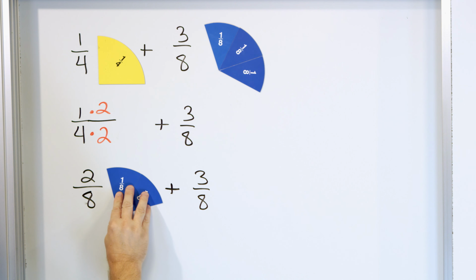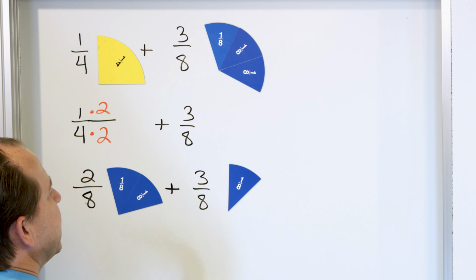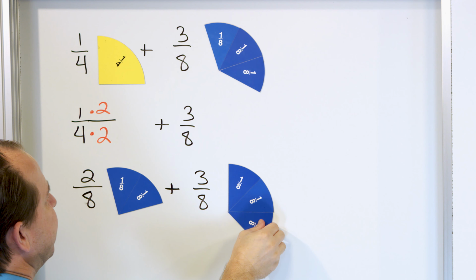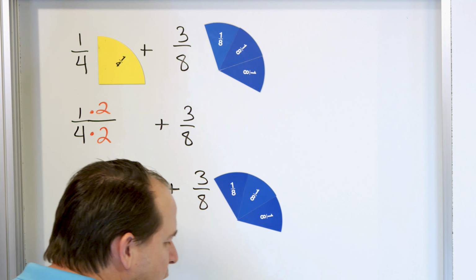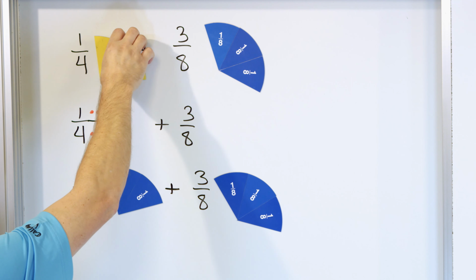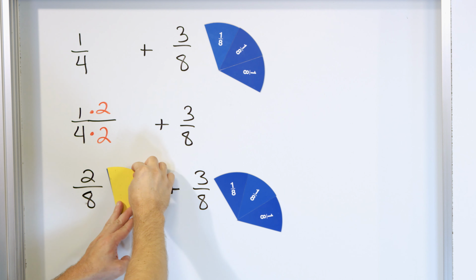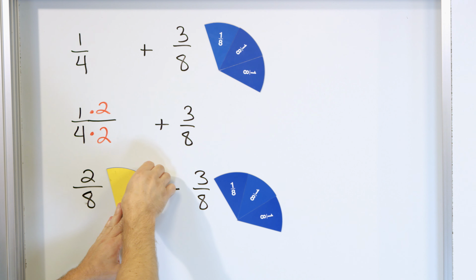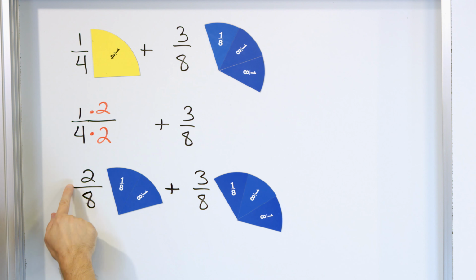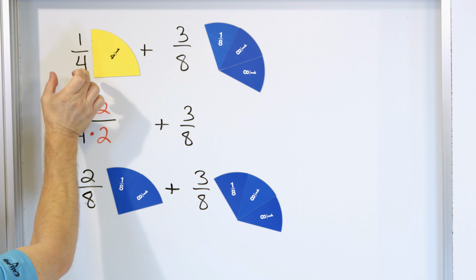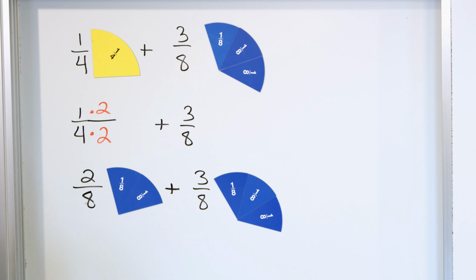That's 2/8. And 3/8 looks like something like this: 1, 2, 3. Remember, that didn't change. That stayed the same from before. And if you notice, the 1/4 that we started with is exactly the same size and shape as 2/8. So we're totally fine adding 2/8 to 3/8 because 2/8 is exactly the same as what we started with. It just looks a little different.